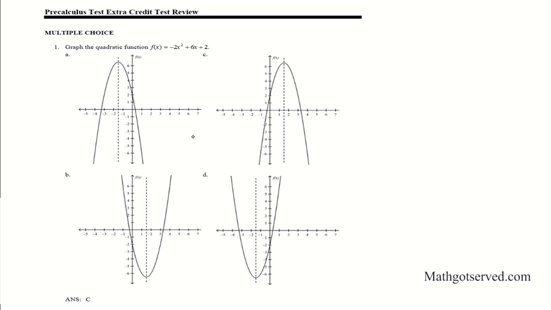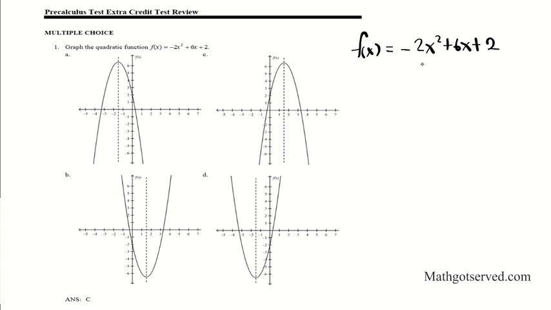It says, graph the function. The function we're looking at is f of x equals negative 2x squared plus 6x plus 2. Now, since it is a multiple choice question, we can take advantage of the options and eliminate improbable answers just based on the look of the question.